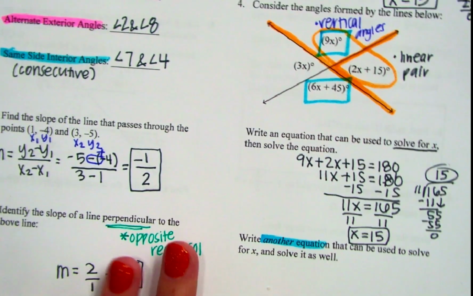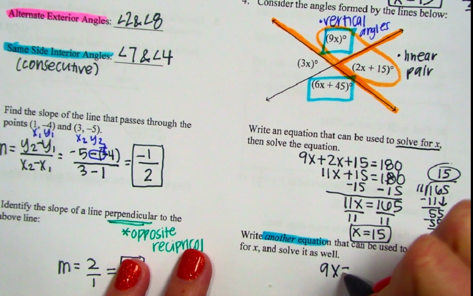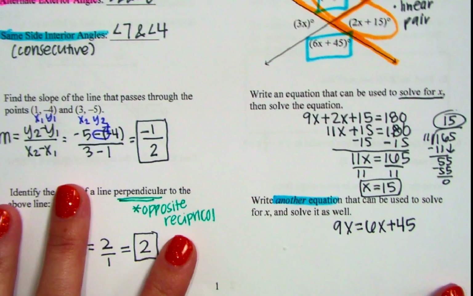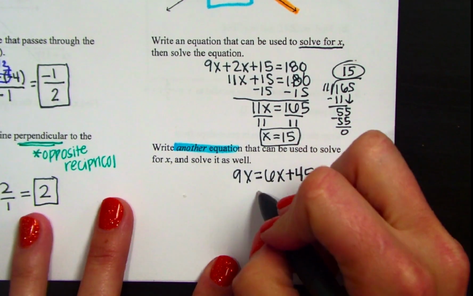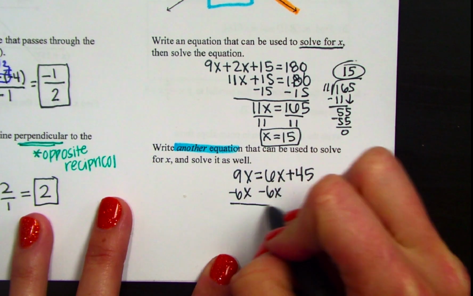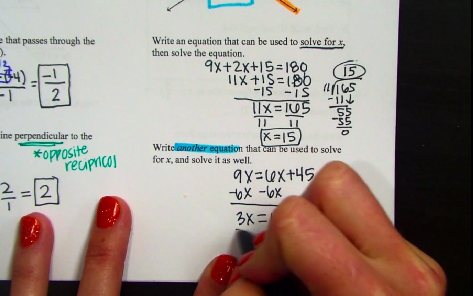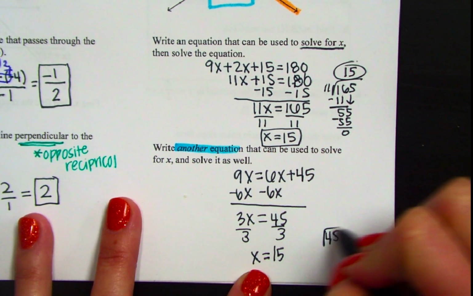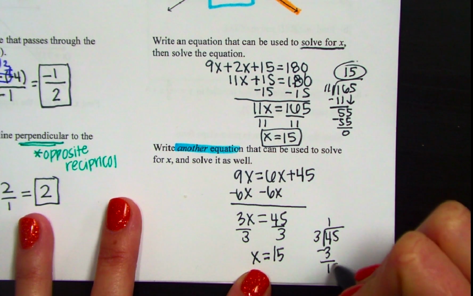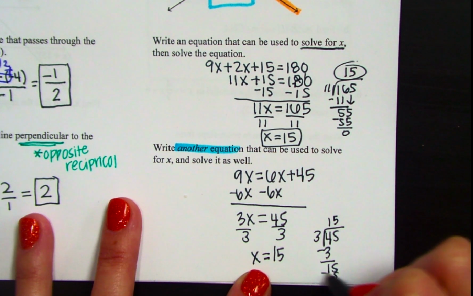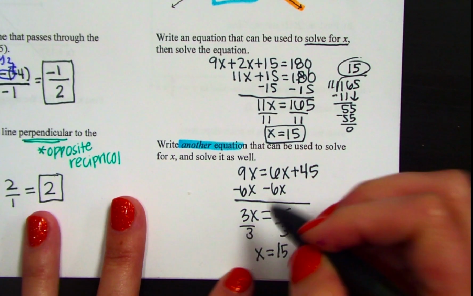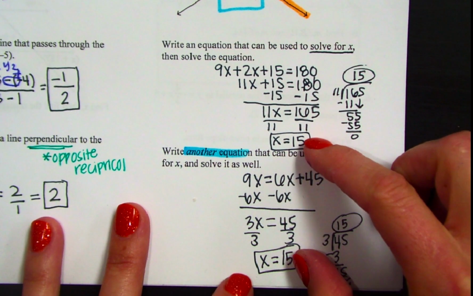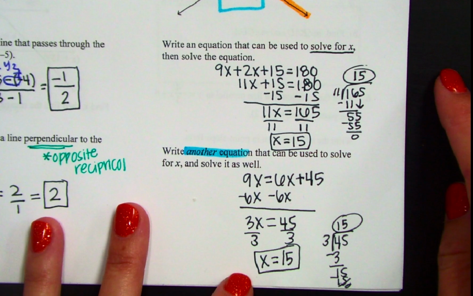So I'm going to set that up as 9x is equal to 6x plus 45, because they're vertical, they're congruent. So then I solve by moving the 6x to the other side, and then dividing by 3. x is equal to 15. And then I'm going to go ahead and show that work. No remainder. So x equals 15. And you should get x equaling the same number in this problem.